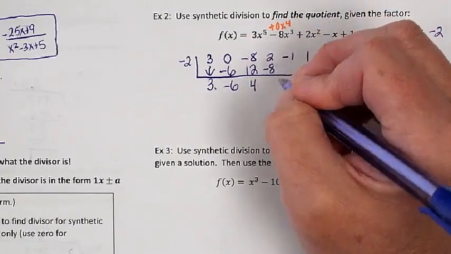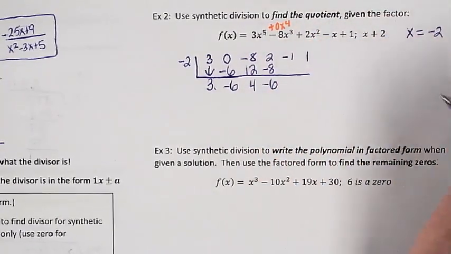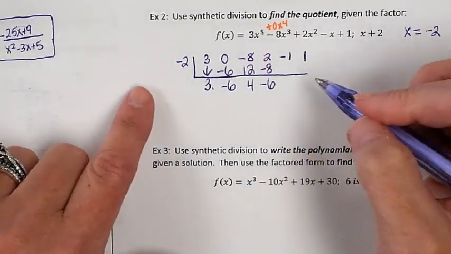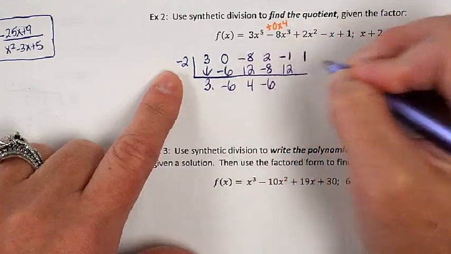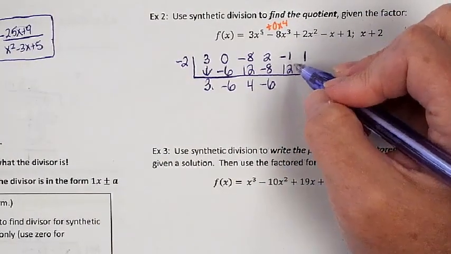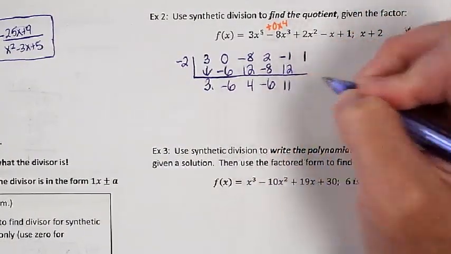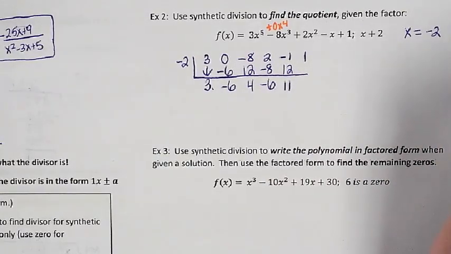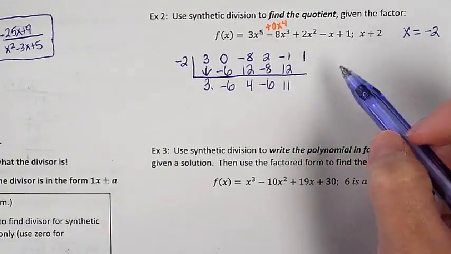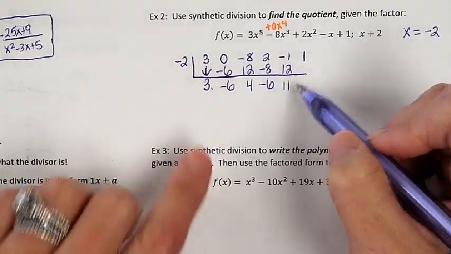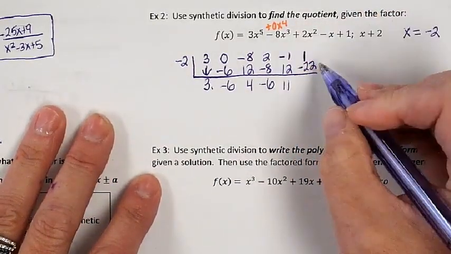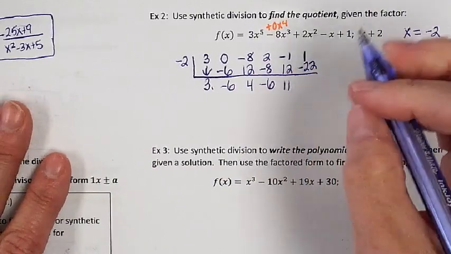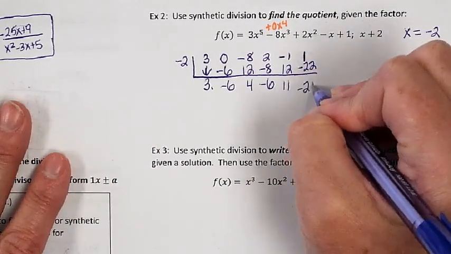Multiply again. Negative 2 times negative 6 is 12. Add down. Negative 1 plus 12 is 11. Multiply again. Negative 2 times 11 is negative 22. Add down. Negative 21. We're done. Remember, this last box is your remainder.